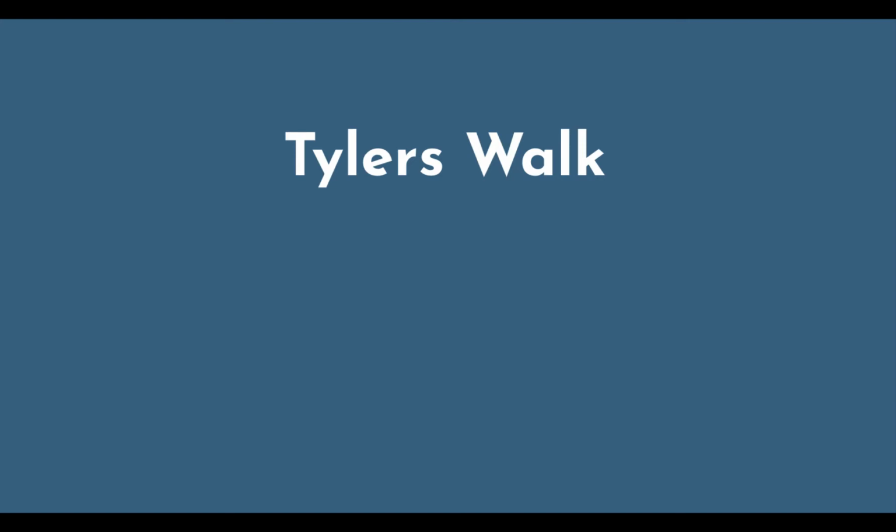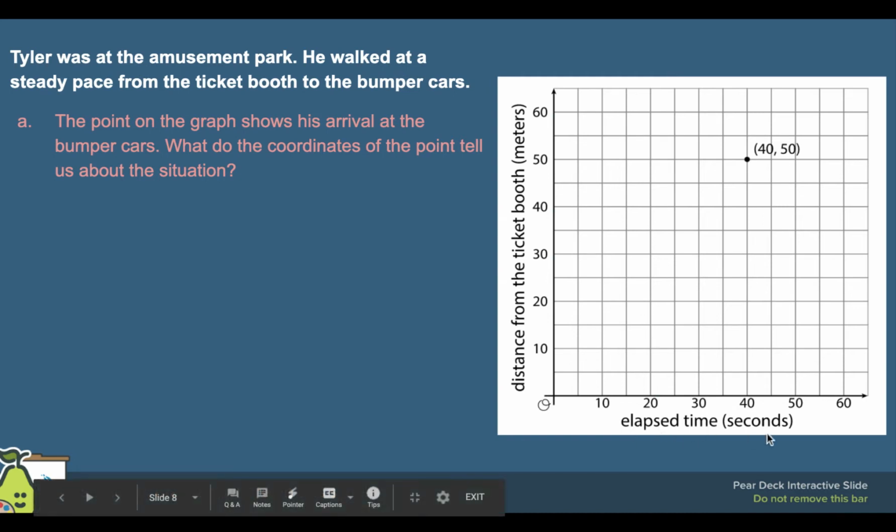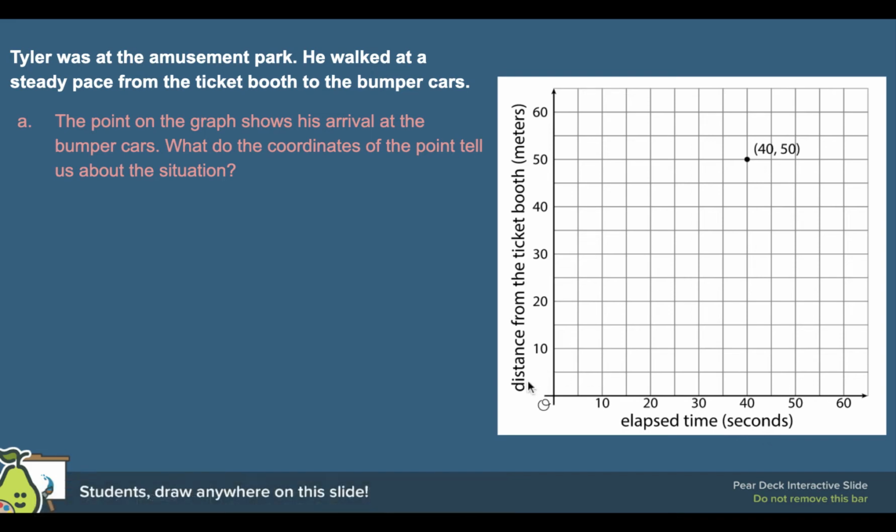Now we're going to focus on some situations in today's activity based off our notes and our warm-up. So we're going to start with Tyler's walk. I'm going to take a look at this graph on the right, and I'm going to do some observations before I start reading. I'm going to notice that my x-axis is elapsed time in seconds, and my y-axis is distance from the ticket booth in meters. So this is going to help me paint a picture of what I'm talking about.